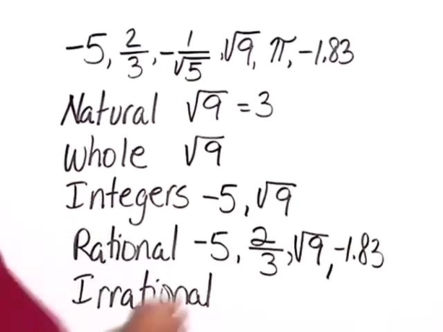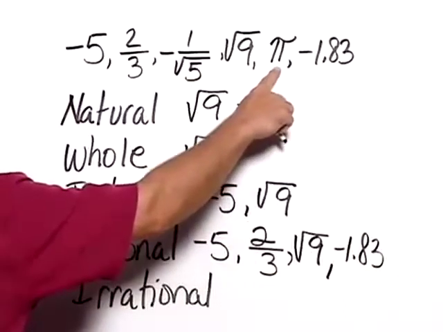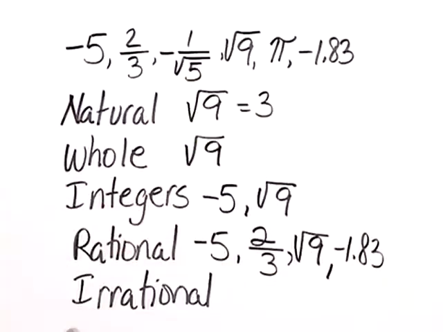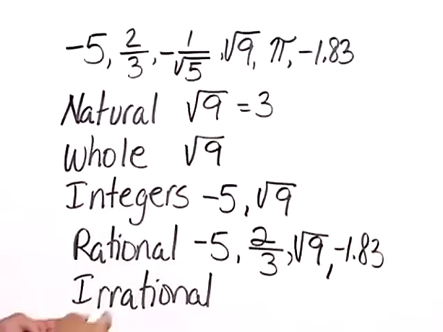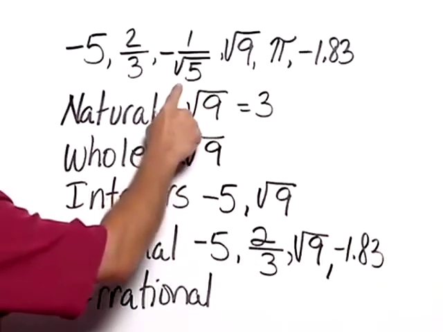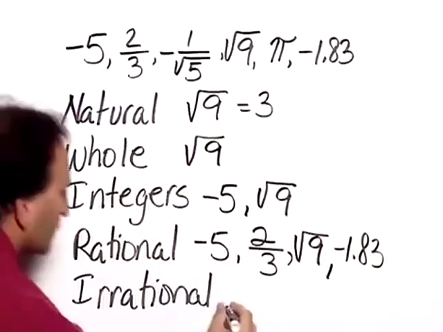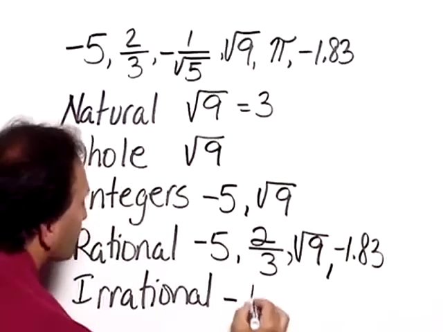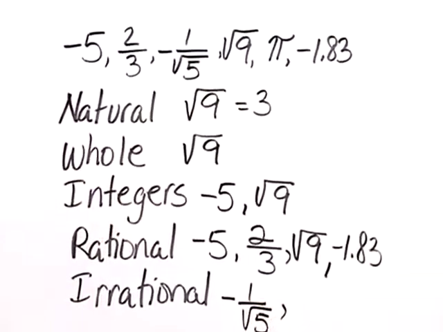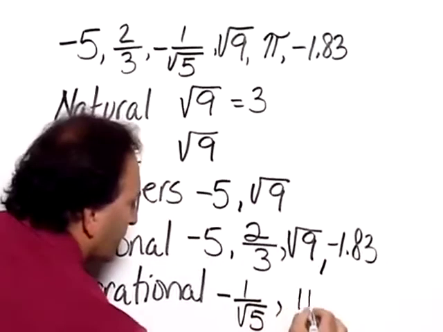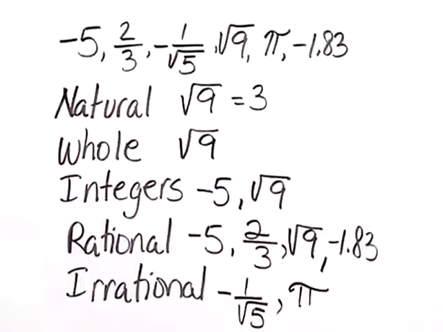Now for the irrational numbers, those are numbers which as a decimal go on forever, and so in this case, if we look at pi, we know that in its decimal form it goes on forever. In addition, since the square root of 5, the 5 is not a perfect square, that would also be in its decimal form a number that goes on forever. So we would have -1 over the square root of 5, and we would have pi for the irrational numbers.